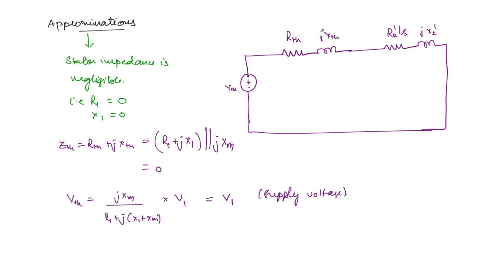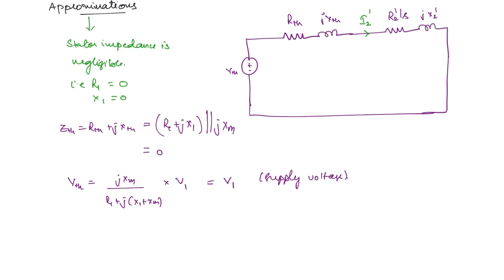Then what will be the rotor current here? This is I2 dash, the rotor current referred to the stator side. What will it become? I2 dash is equal to V1 divided by root over (R2 dash by S) whole square plus X2 dash whole square. So this is one equation.